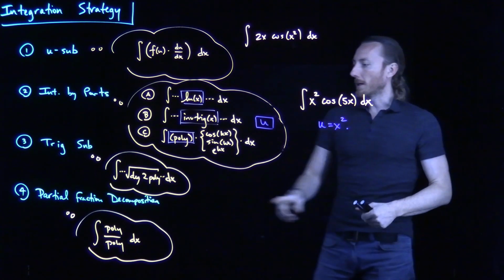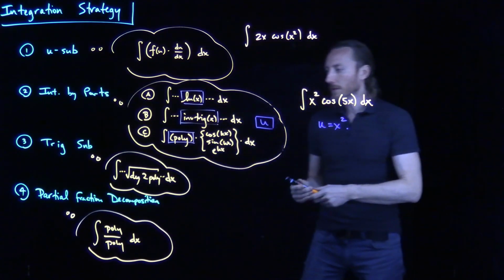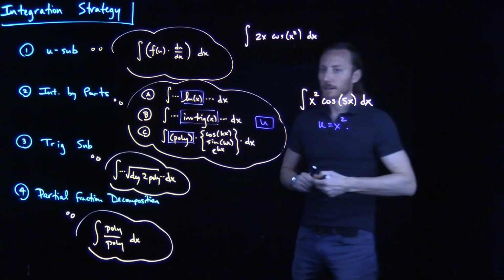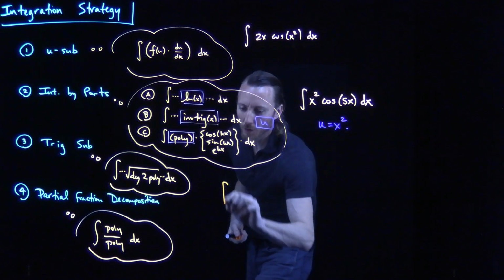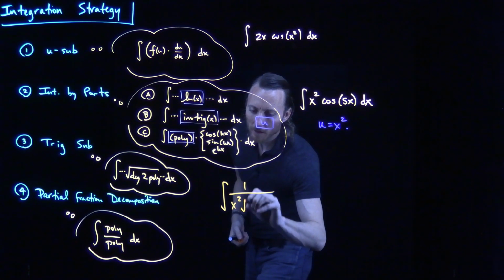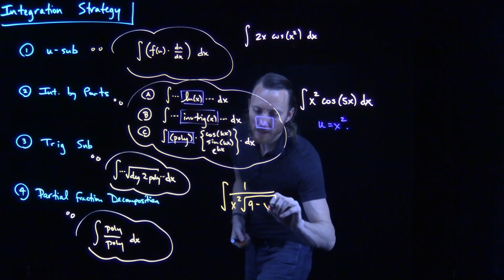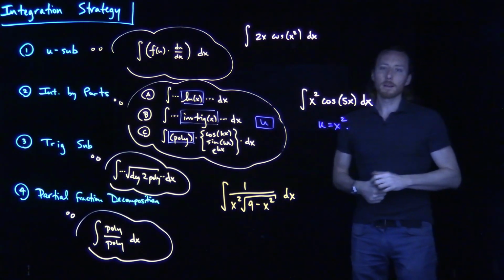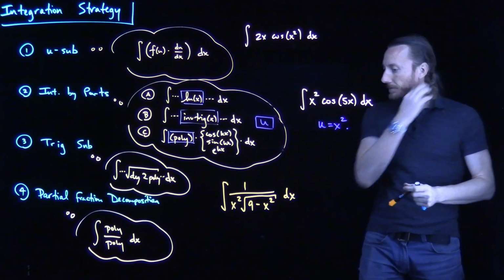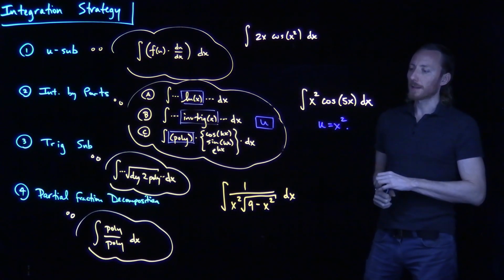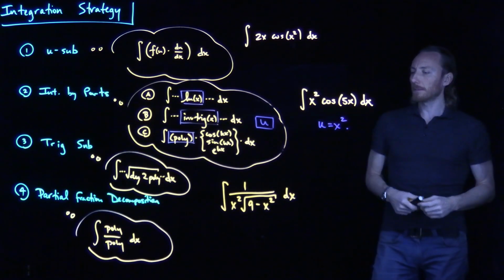As far as trig sub goes, when we're talking about trig sub integrals, we have integrals where we have a degree 2 polynomial inside a square root. So an example where trig sub would come into play would be if we had 1 over x squared times the square root of 9 minus x squared dx. So here's an example where trig sub comes into play, and the telltale sign of trig sub is when you have a square root with a degree 2 polynomial inside. So that's a signal that trig sub comes into play.